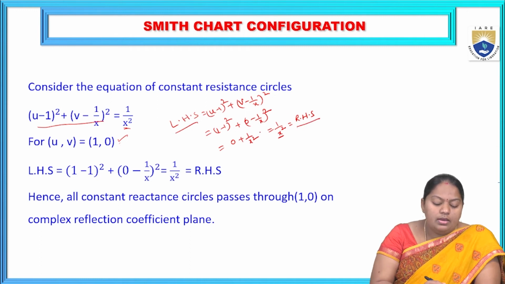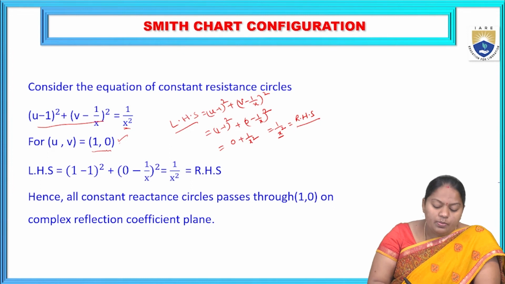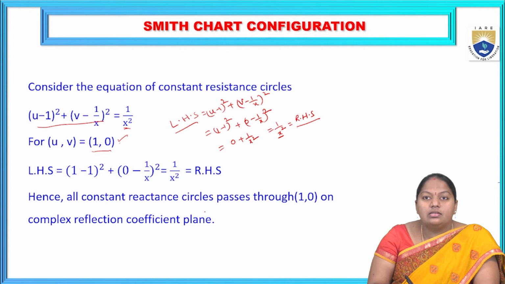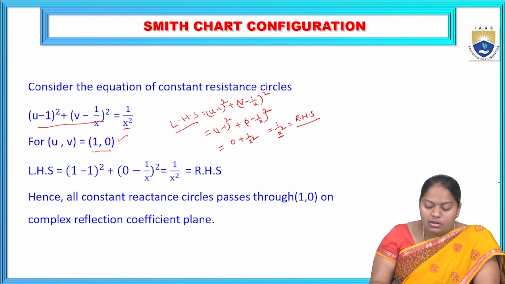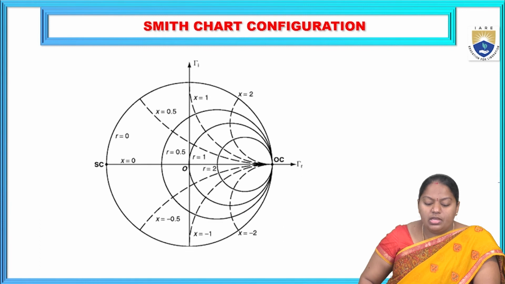Depending upon this, we are selecting the u comma v values as 1 comma 0. Hence all the constant reactance circles pass through 1 comma 0 on the complex reflection coefficient plane. Okay. So how are we going to draw the constant reactance circles?